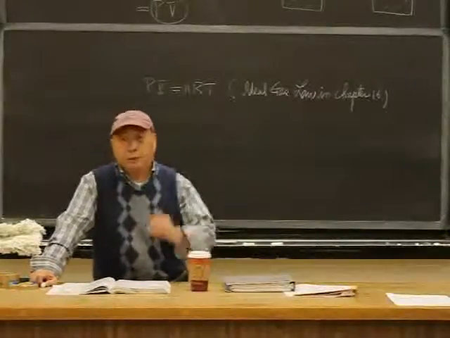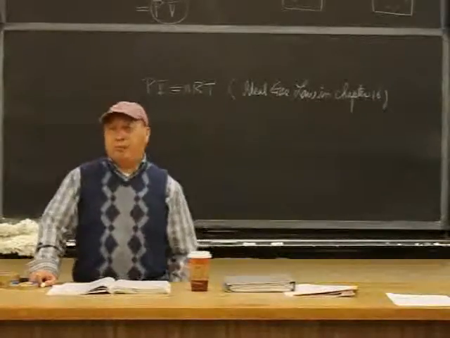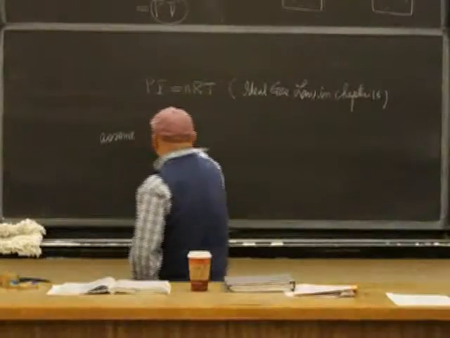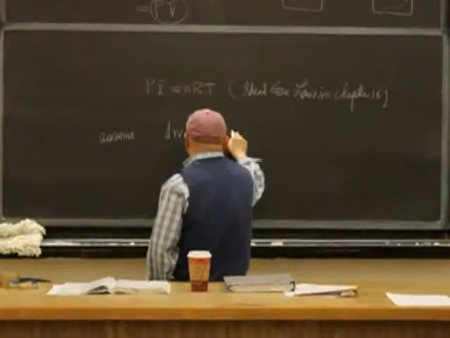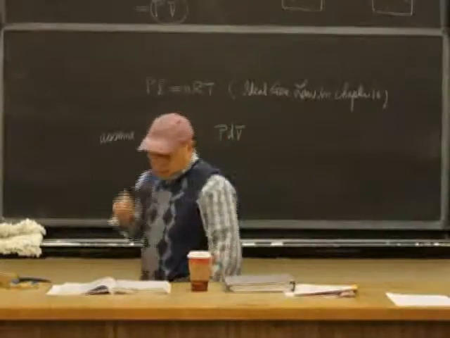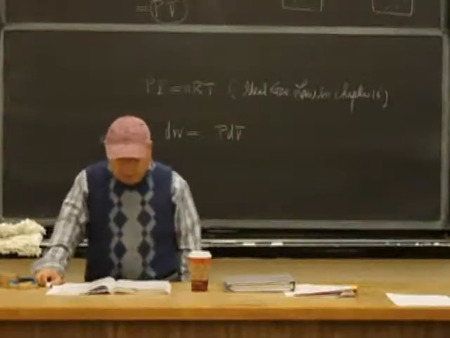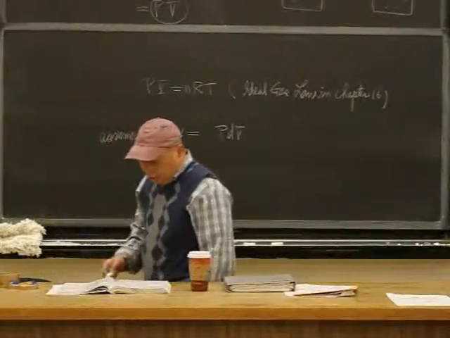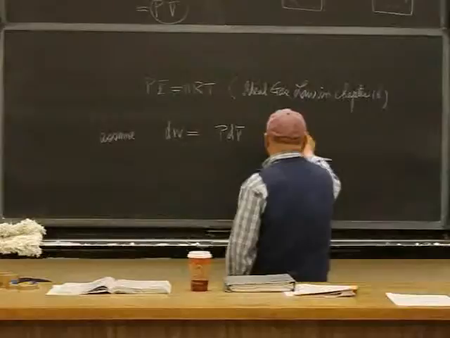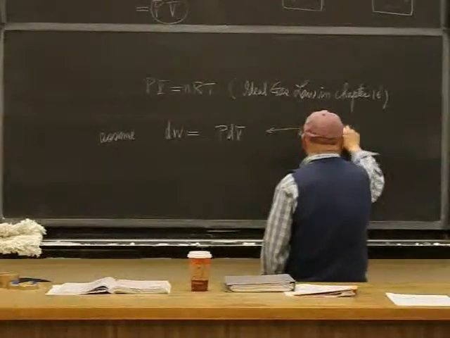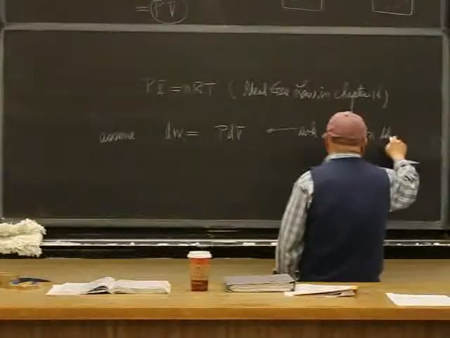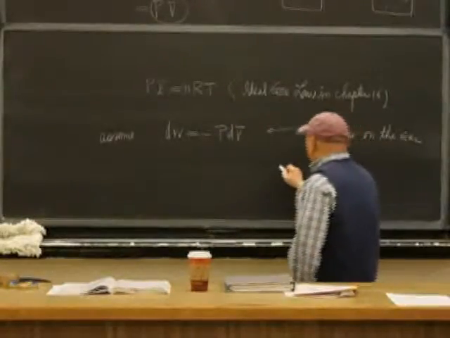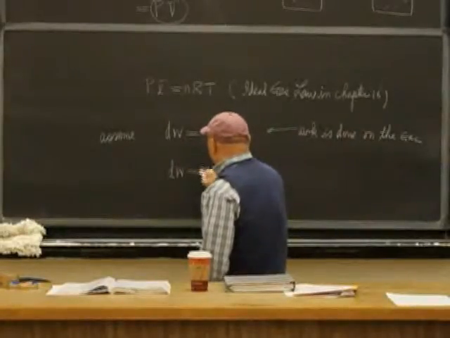We like to determine this. We know the work is done by pressure and volume. So assume dW is equal to PdV. Now the sign is very important. If the work is done and the volume changes, the work is done on the gas. We like to define that as minus, so dW is equal to minus PdV.